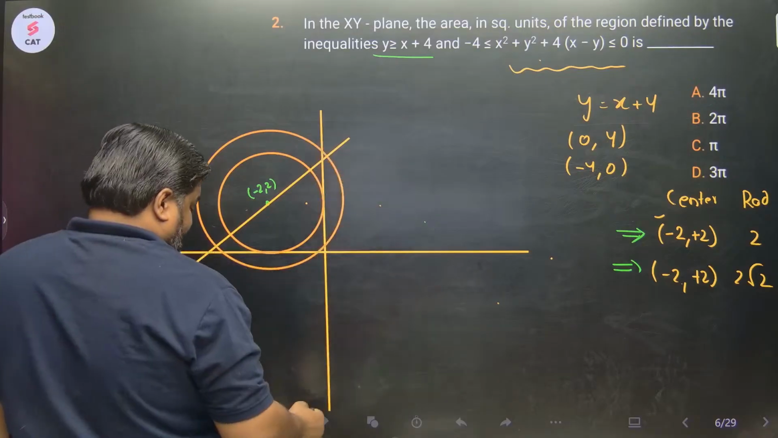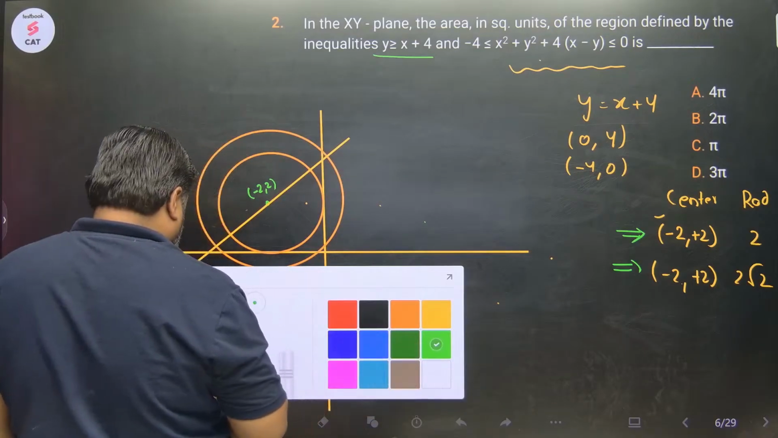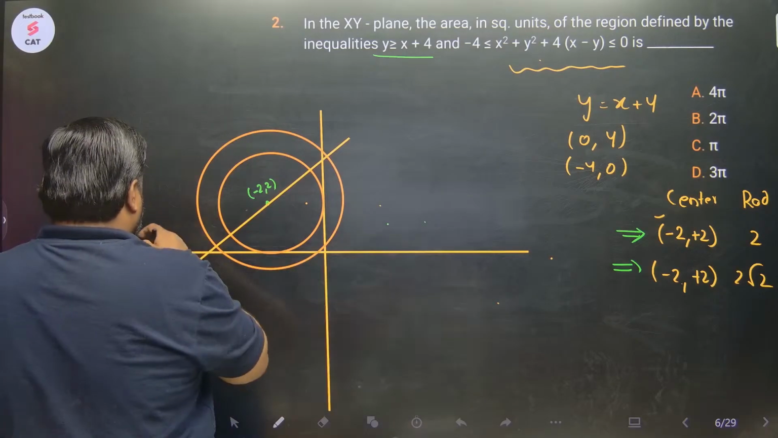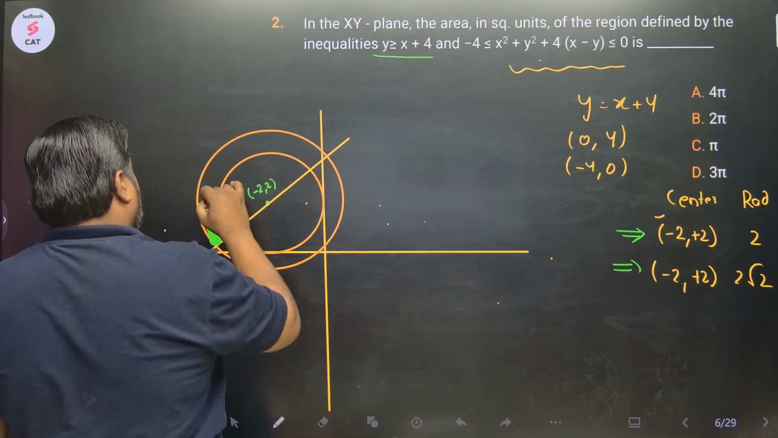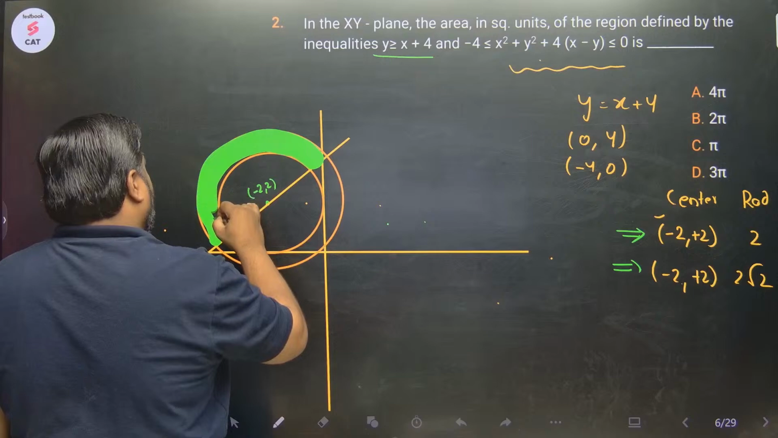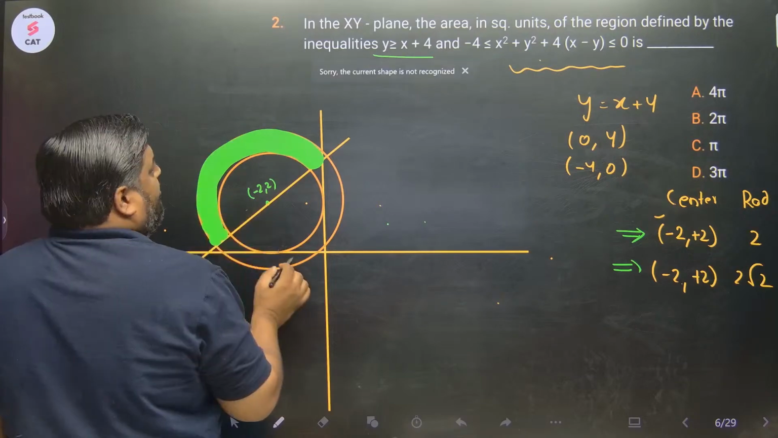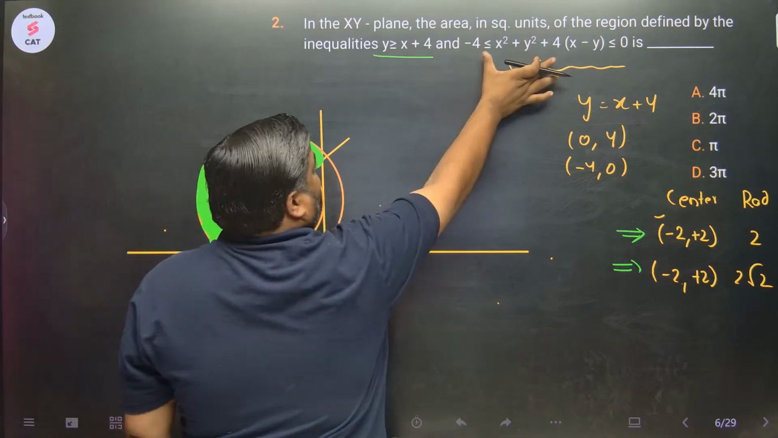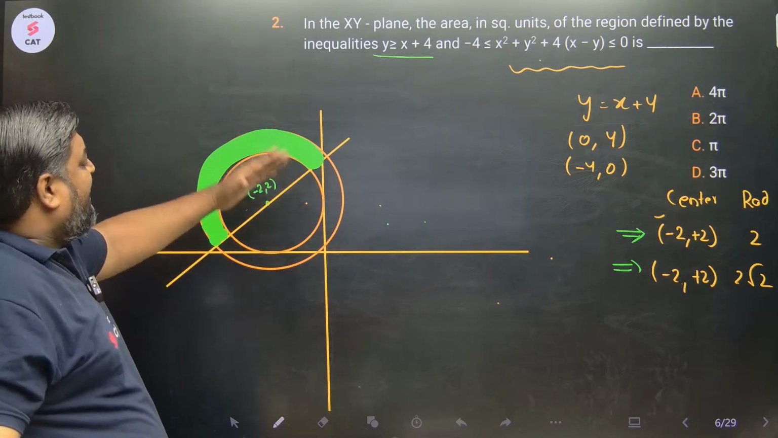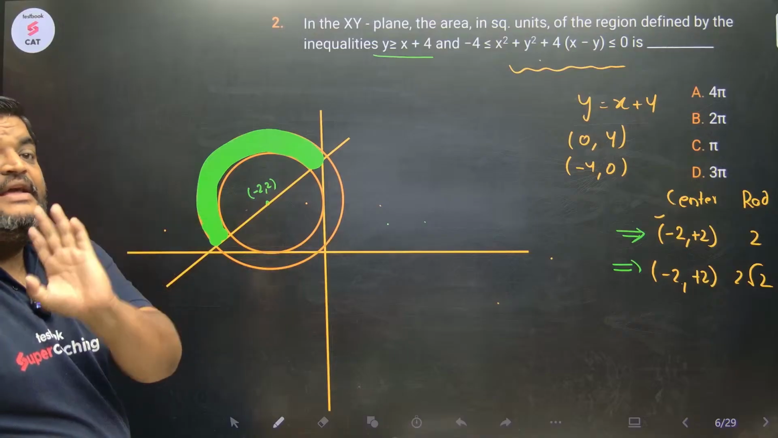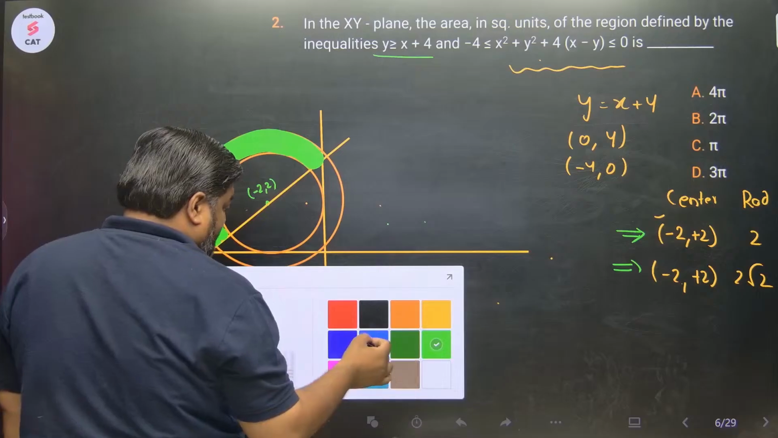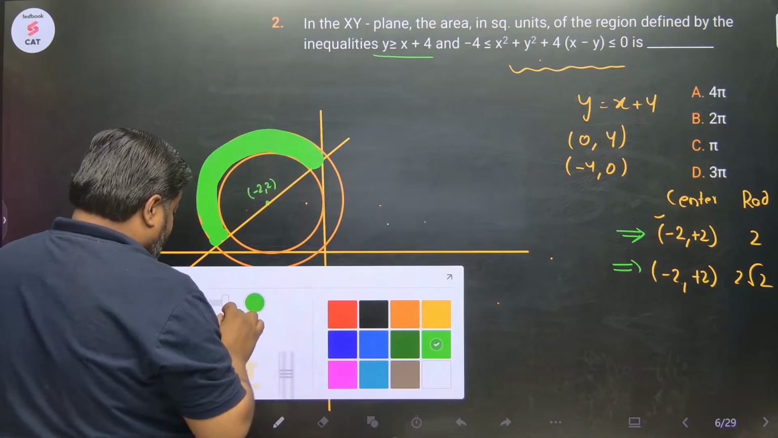And we have to find the common area. What do we have to find? We have to find this common area, right. This equation lies between -4 and 0. So this entire ring, but above the line, we have to find the area of this half ring. How will that be found? We have to find the area of the half ring.